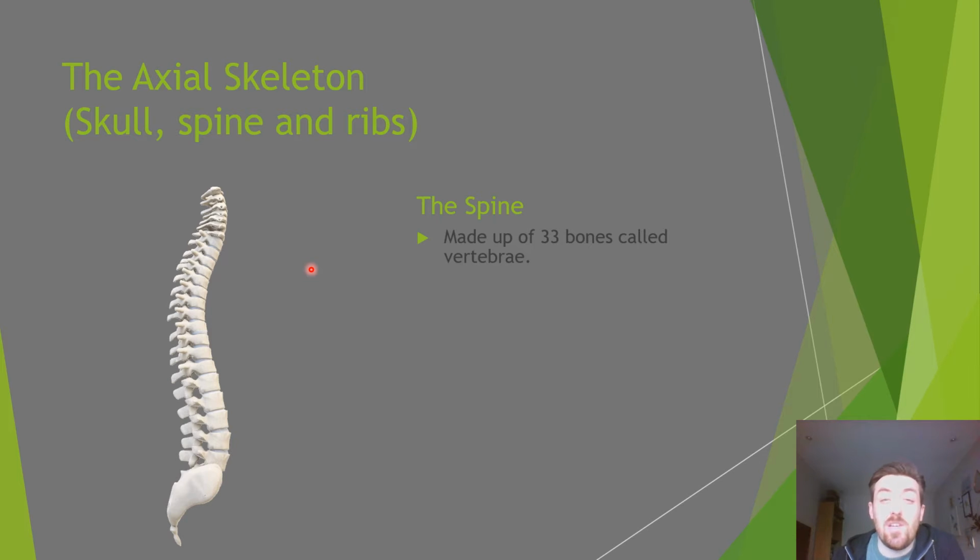Now the spine is a little tricky because it's made up of a few different parts. It's kind of got this area here. This is called your cervical region. This region here is called your thoracic region. And this region down here is your lumbar region.